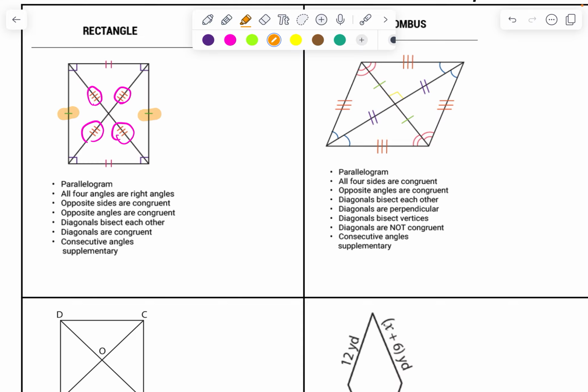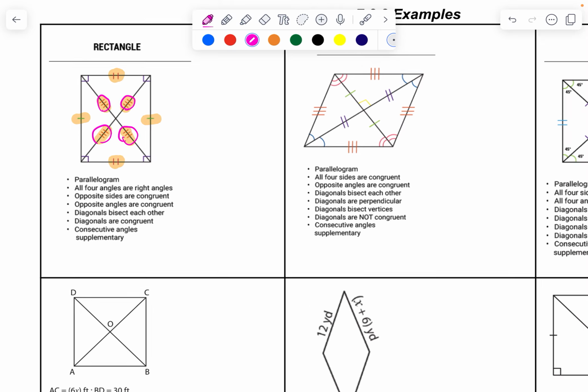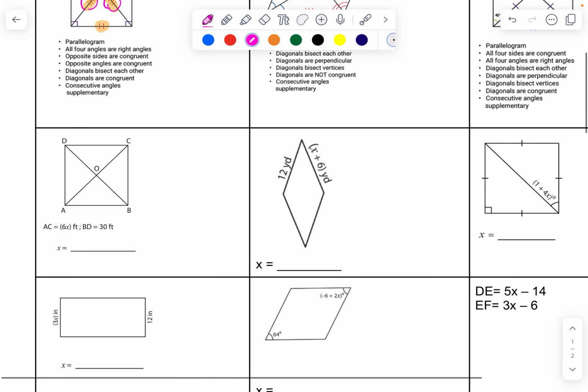So those are congruent because they both have 2 tick marks. These 2 sides are congruent, the first ones, because they both have 1 tick mark. Those 2 sides are congruent because they both have 2 tick marks. And these 4 parts are congruent because they each have 3 tick marks. So let's look at some rectangle properties.